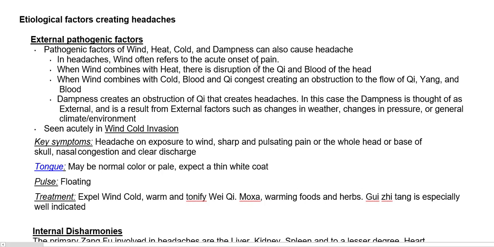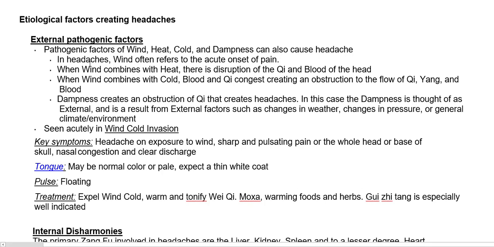Wind often refers to the onset of pain. There are other ways to relate wind in here, but mostly if we talk about wind, it usually has to do with how fast it happens. When wind combines with heat, we have disruption of qi and blood, and this gives us a headache. When wind combines with cold, we get a congealing that creates an obstruction of the flow of qi and yang and blood. A lot of headaches are the outcome of changes in the flow of, we would say conventionally, just blood, but in TCM we would extend that to say qi and blood to the brain in particular.